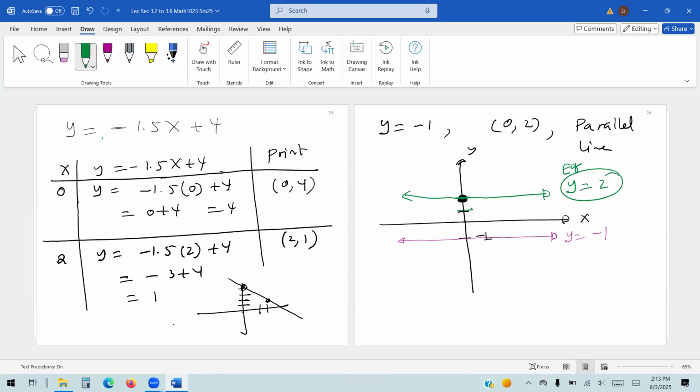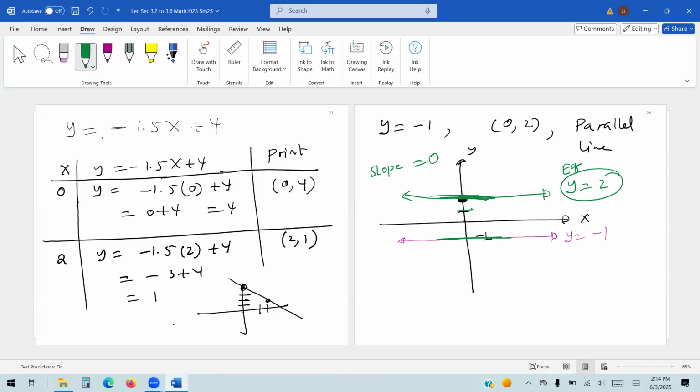And how about the slope? What's the slope of this line? 0. The slope of any horizontal line is 0. So the slope of this line is 0, as well as this line also has slope 0. So anything vertical also 0? Any horizontal line has slope 0.